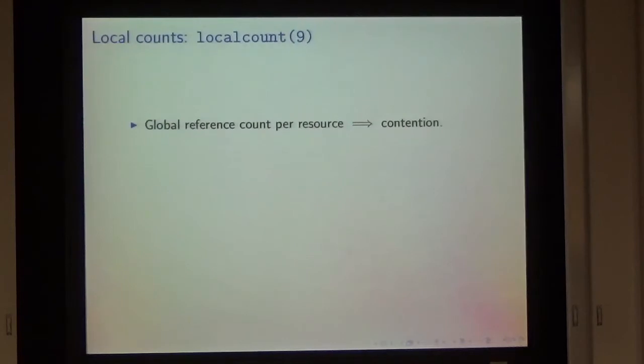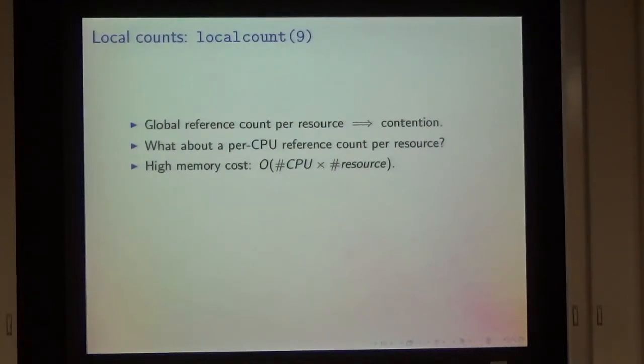Now, another mechanism, if I still have time here, is, how much time do I have? 5 o'clock. Okay, well, then, not to say much about local counts, but the basic idea is just a per-CPU reference count. It has a much higher memory cost because you need one count per CPU per resource, so it's the product of the CPUs and resources. So you don't want to use this for things of which there are many. Device drivers, a few dozen. Network routes, tens of thousands. Don't use local counts for network routes.